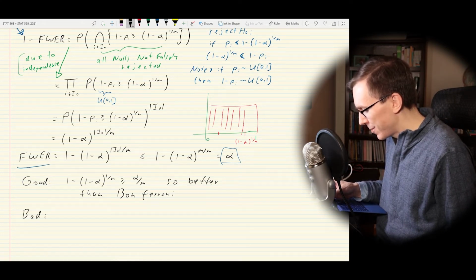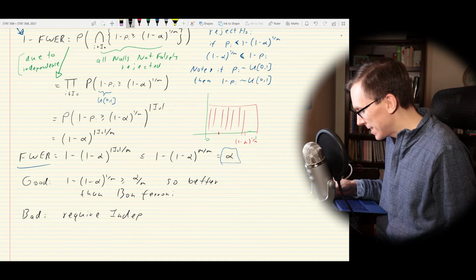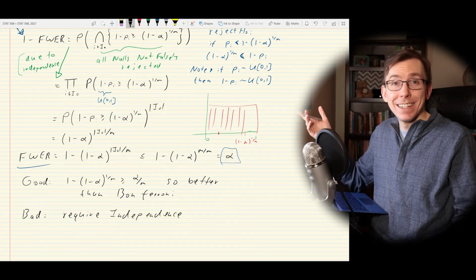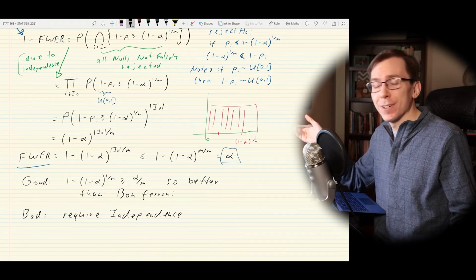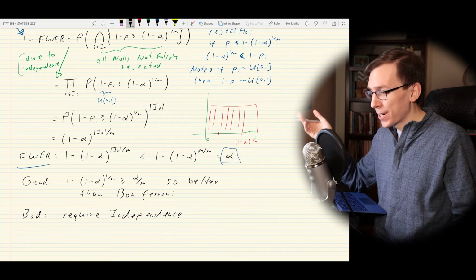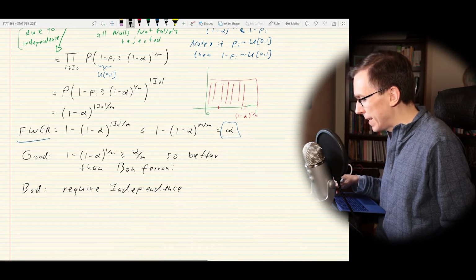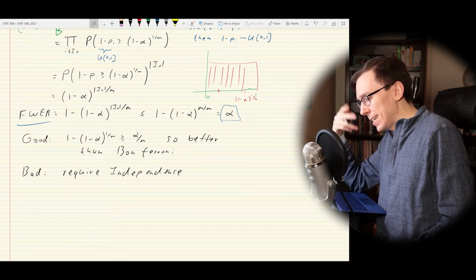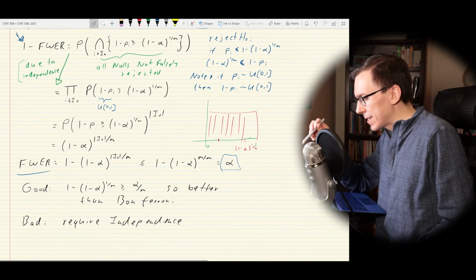The bad is that we now require independence. Not a really big bad thing, but still something worth noting, which is why we still talk about Bonferroni's method and didn't just throw it out because of Sidak's method. We still keep Bonferroni around because, again, it works even in very strange cases where you have arbitrary dependencies among your hypotheses, whereas Sidak's method requires this independence. So I can break up that intersection that just fell off the top of the page there.